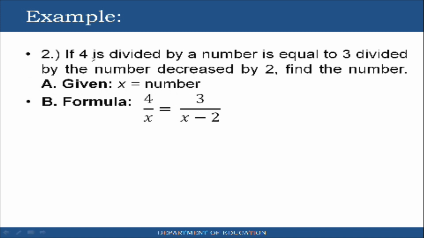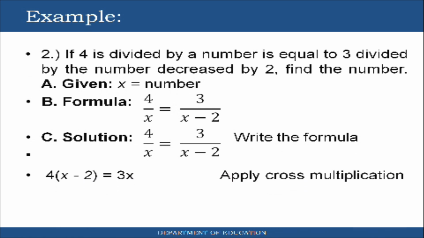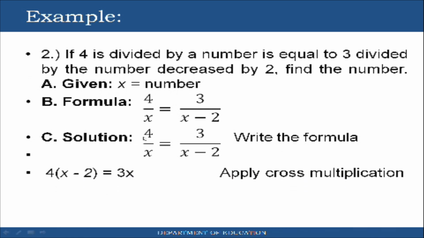Let's see. If 4 is divided, so 4 over, since it's divided by a number, so the number is x, is equal to 3 divided by, so over, the number, so x, decreased by 2, minus 2. Find the number. Again, 4 is divided by a number is equal to 3 divided by the number decreased by 2, so x minus 2. Then solution: first we write the formula. And then we will apply again the cross multiplication.